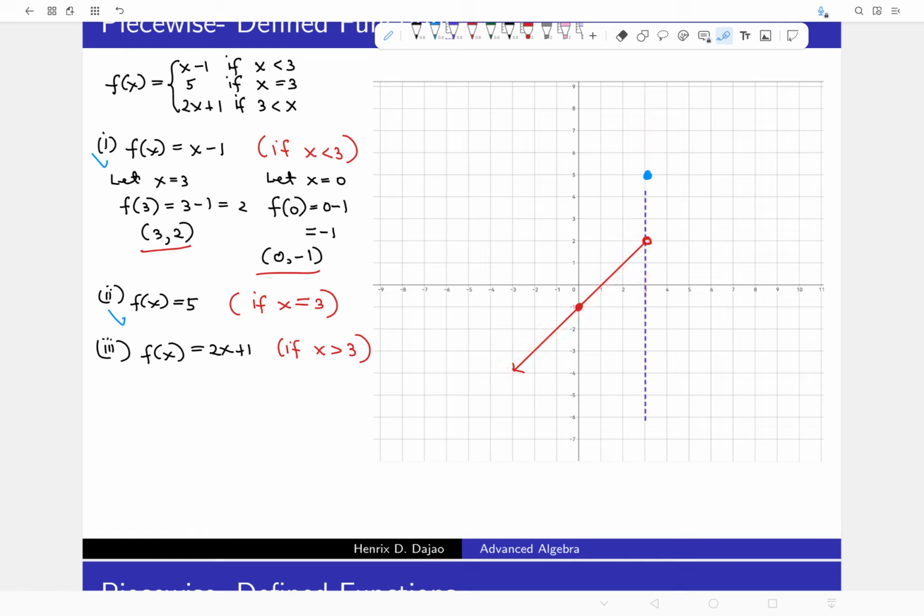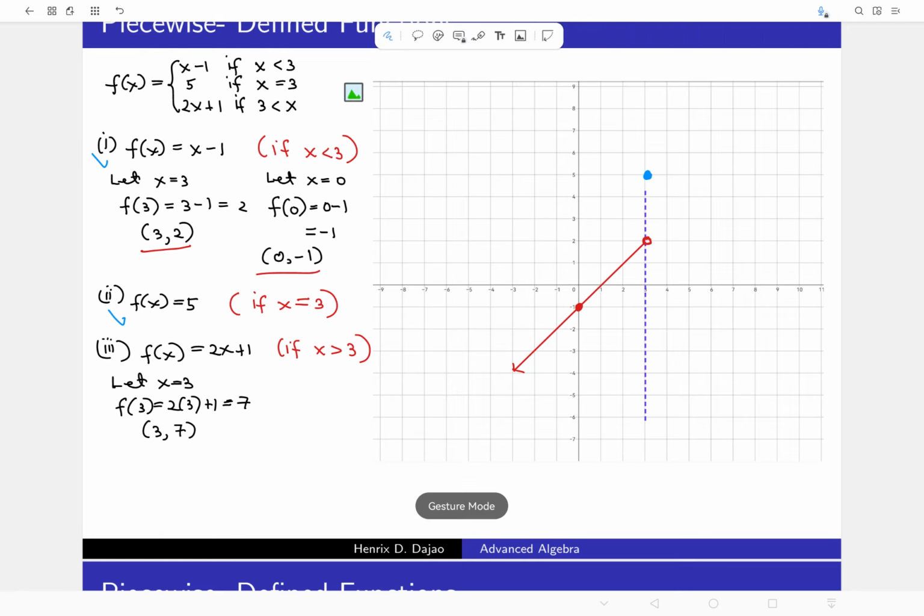So again, we pick 2 points. Since this is a line, f of x equals 2x plus 1, we only need 2 points. All right, so that would be enough. Now first, we are going to let x be equal to 3, the boundary, right? We will use the point in the boundary. So that is x equals 3. So substitute: 2 times 3 plus 1. So that is 6 plus 1. That is 7. So if your x is 3, then your f of x is 7.